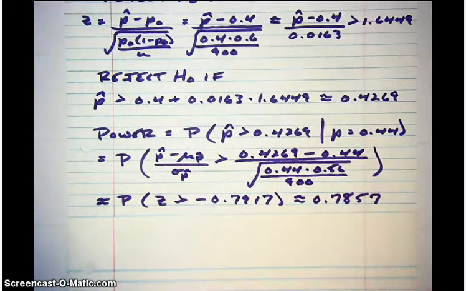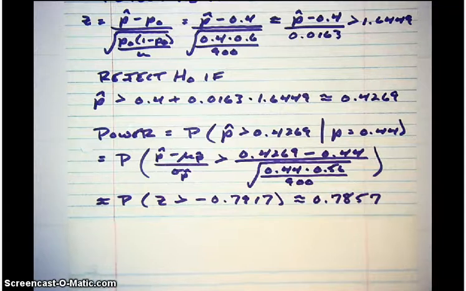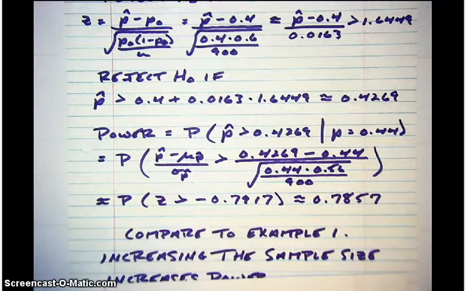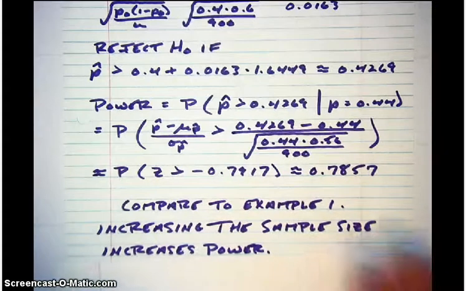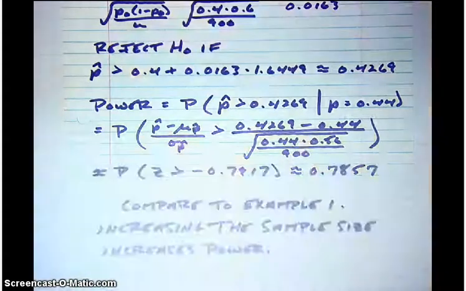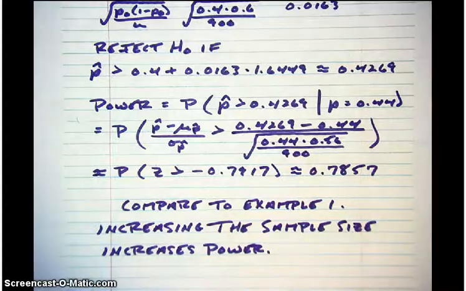So what happened was we took a situation where we had a sample size of 100 and our power was about 20%, and then we increased our sample size to 900, and our power went up to almost 80%. So that just shows you, if you increase the sample size, that increases the power of your test, and it reduces the probability of making a type 2 error.